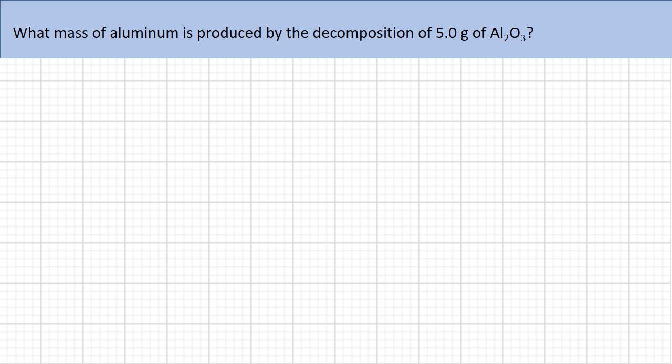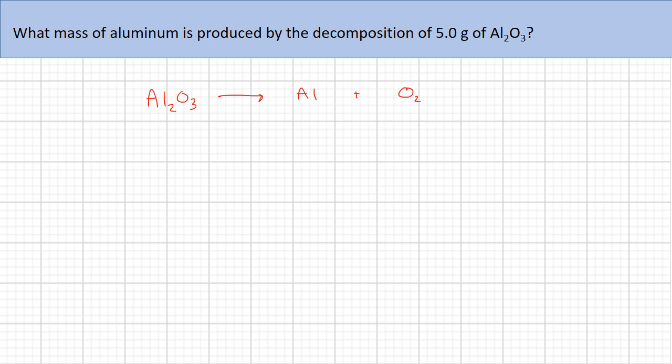Final question I'll run through with you. What mass of aluminum is produced by the decomposition of 5.0 grams of Al2O3? So it's a decomposition. I know I'm going to have Al2O3, and that's going to break down to form basically its constituent elements. It's going to make aluminum, which is just aluminum by itself, and it's going to make oxygen gas because, once again, oxygen likes to do that. It likes to take a gaseous form.